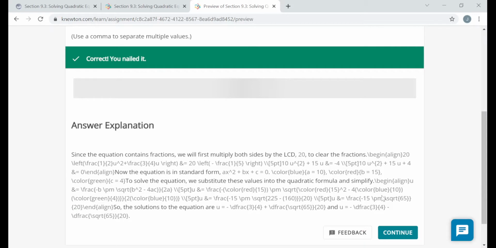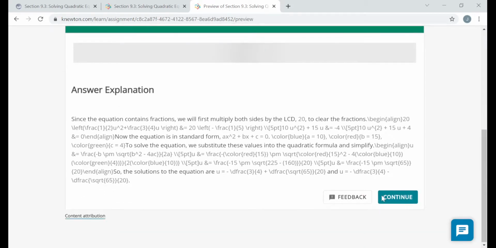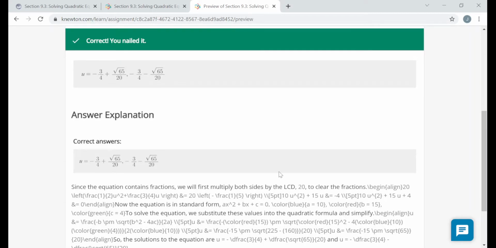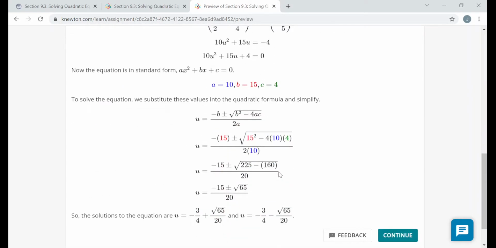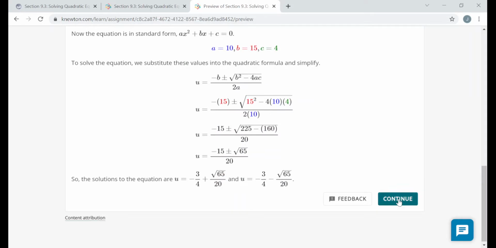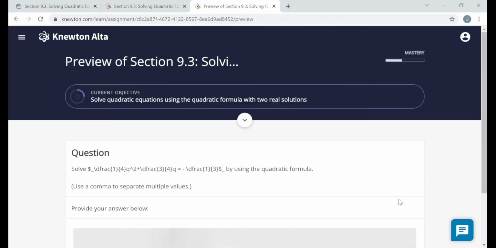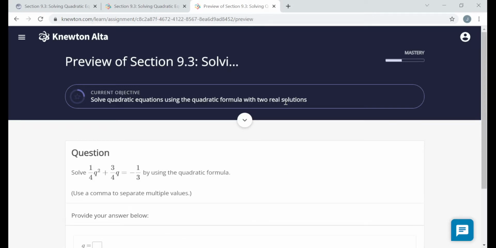Okay, and then again, please read through the answer explanations. All right, moving on. So again, I have this objective where they're telling me that the equation's going to have two real solutions. And it's very similar to the last one with some fractions here. So I'm going to write this out and work on it on some paper.